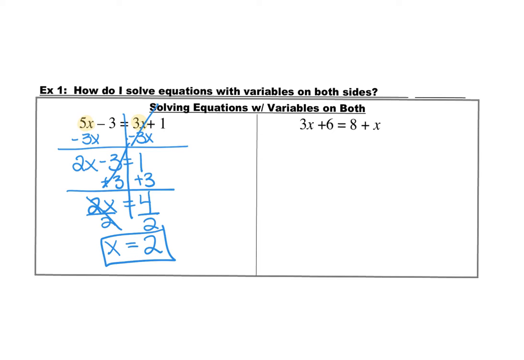All right, now we're not going to do this for all of them, but let's go ahead and plug it in wherever we see this x. So we'll have a 2 here and a 2 here. So it's 5 times 2 minus 3 equal to 3 times 2 plus 1. 10 minus 3 and 6 plus 1. 10 minus 3 is 7 and 6 plus 1 is 7. And so yes, in fact, that is the solution. X is equal to 2.